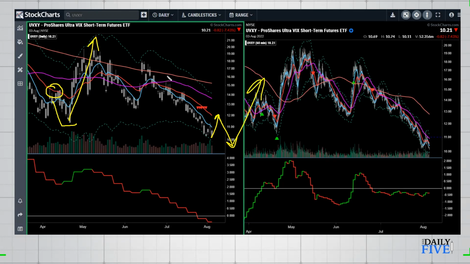So that's everything I've drawn. If you guys want to come back, screenshot this, come back in a few weeks, couple months, and we'll see how I did on this. But I have a feeling that something like this is what's going to be happening, and really keep in mind that positive divergence on the hourly UVXY.